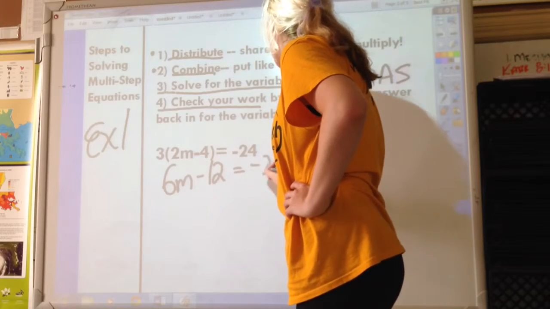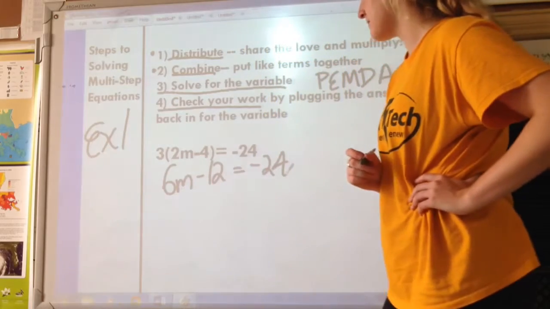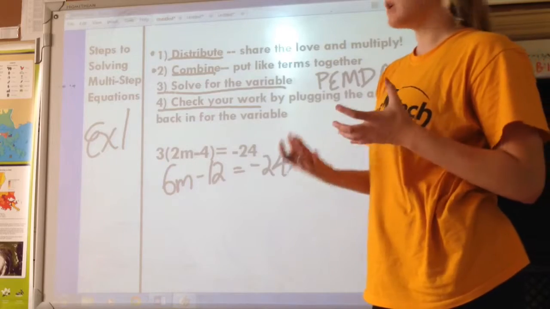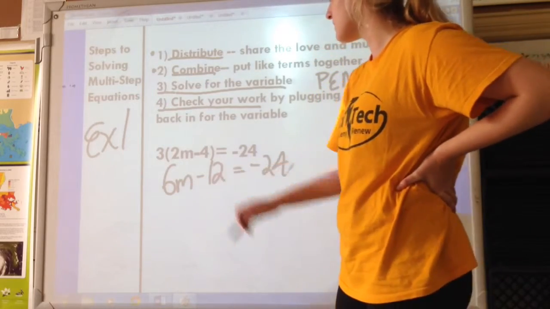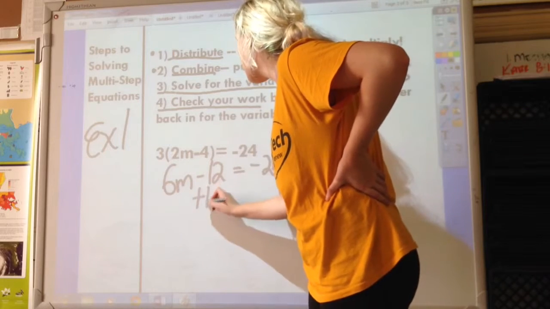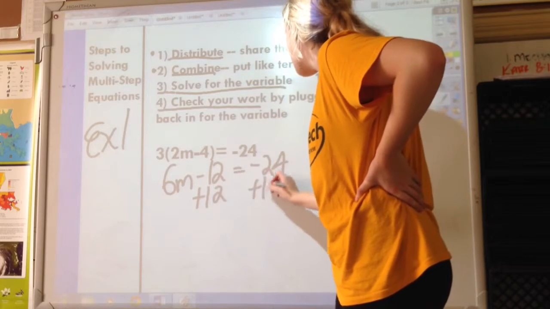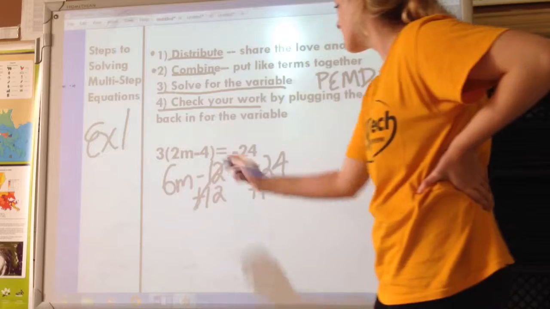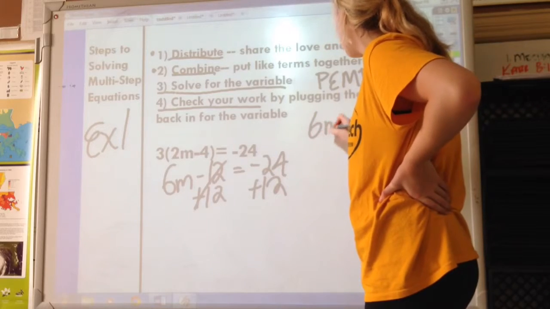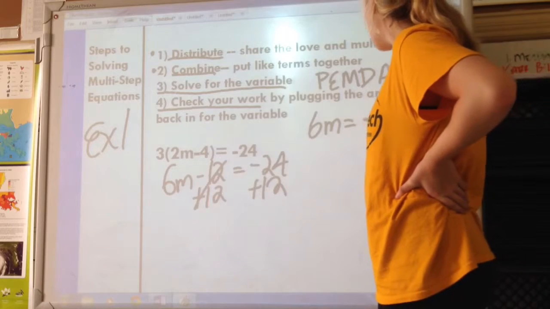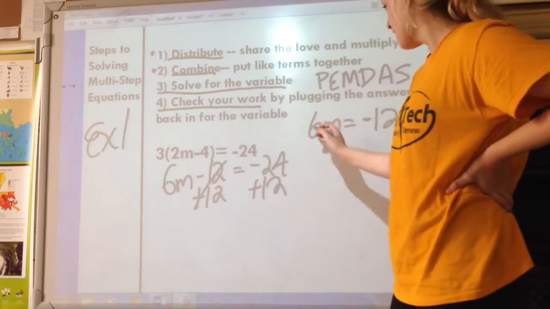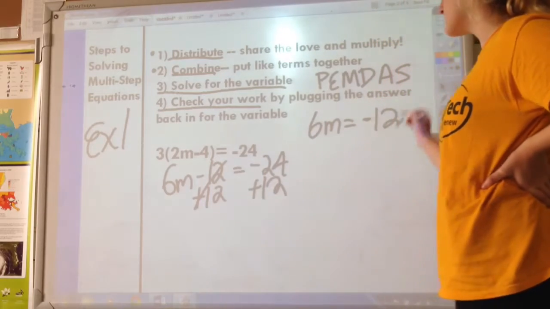And of course, the right side of my equation stays the same. So now this becomes a simple equation where all I have to do is isolate my variable and solve for it. So I need to get rid of this 12. In order to get rid of it, I'm going to add 12 to both sides. My 12s will cancel out, and that's going to leave me with 6m equals negative 24 plus 12, which gives me negative 12. That's going to leave me with 6m equals negative 12.